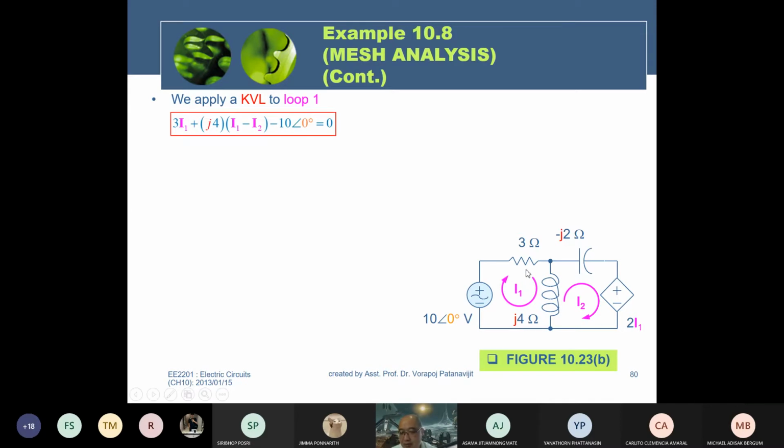Yeah, we apply it to this loop, in this mesh. Here the voltage source is 10 at 0 degrees. Here 3 I1 is here, and this is equal to 4j (I1 minus I2), 4j (I1 minus I2).